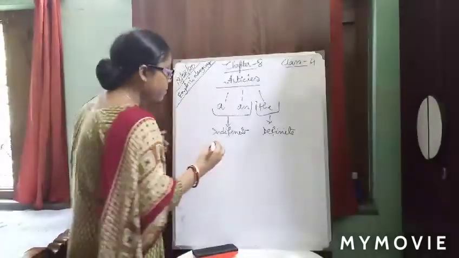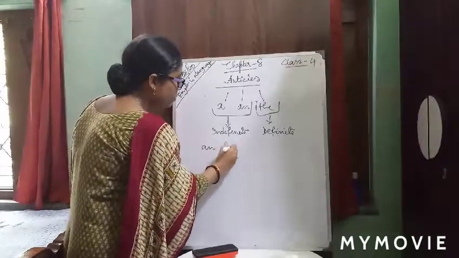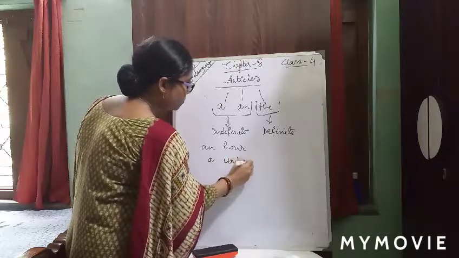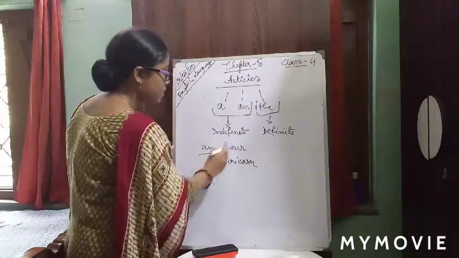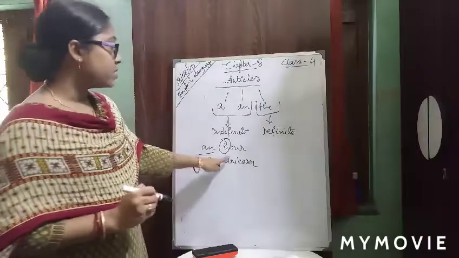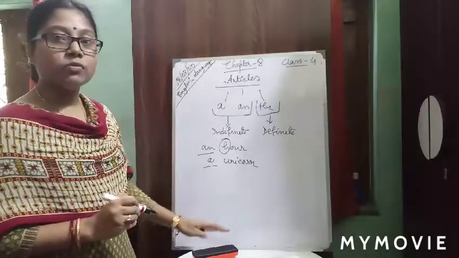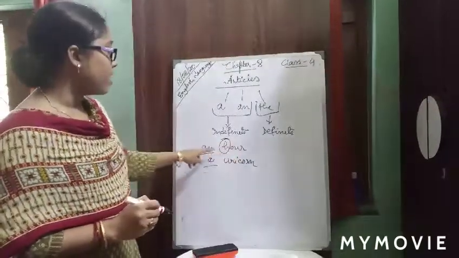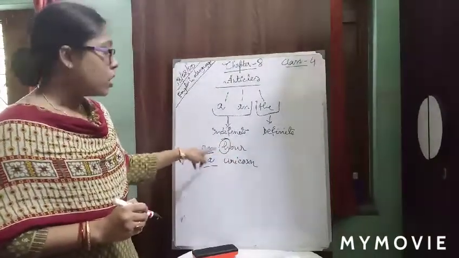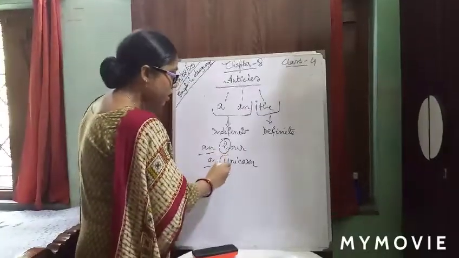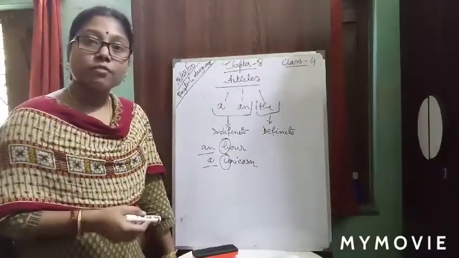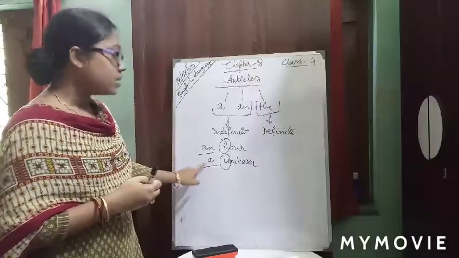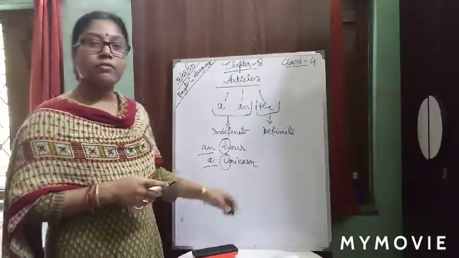Like, two examples I have given. We are using an hour or a unicorn. Okay, why? Because the word hour, which consists of the letter H, is not pronounced with an H, it is pronounced as "our", which is a vowel sound. So we have to use an in front of hour. A unicorn, here, though it starts with a vowel letter, is not pronounced like a vowel, it's pronounced like a consonant. So we are using it as a. So these are the exceptions we have discussed.